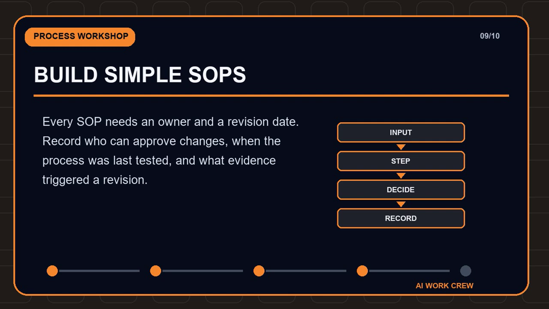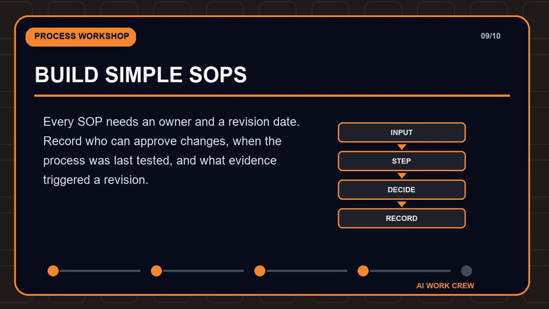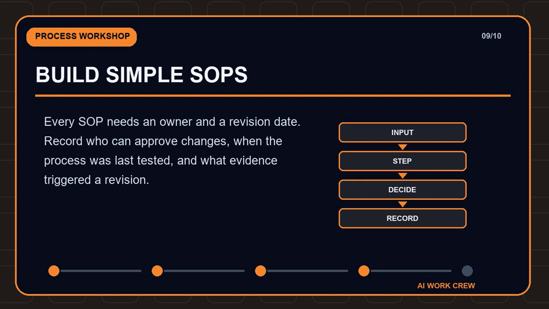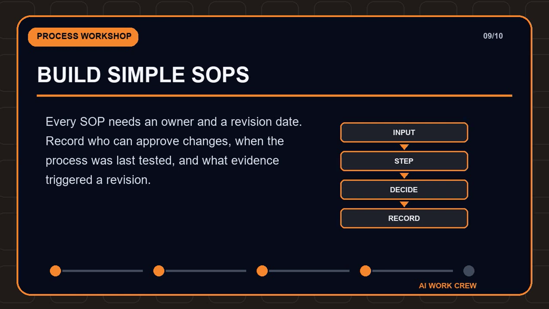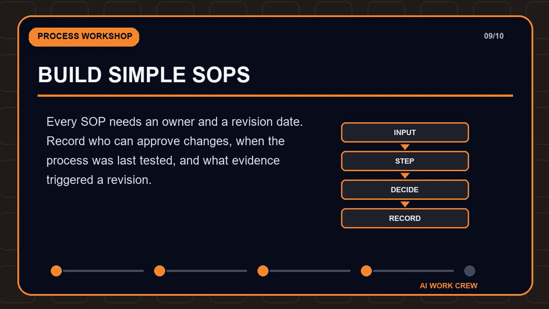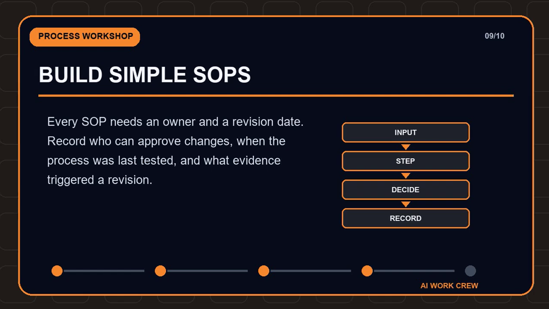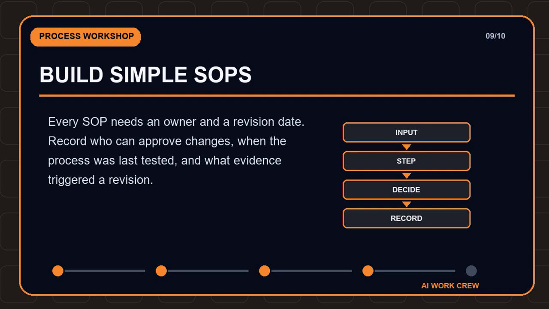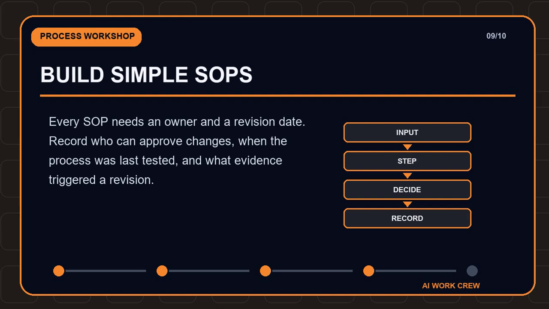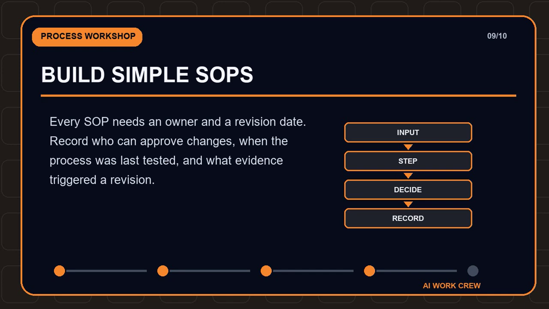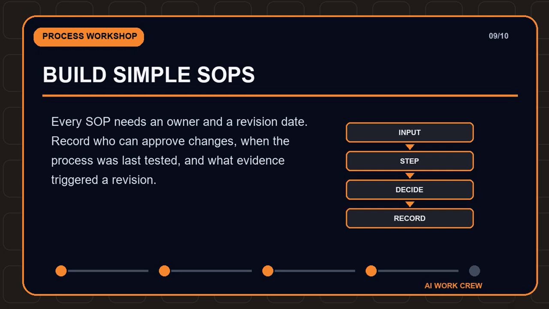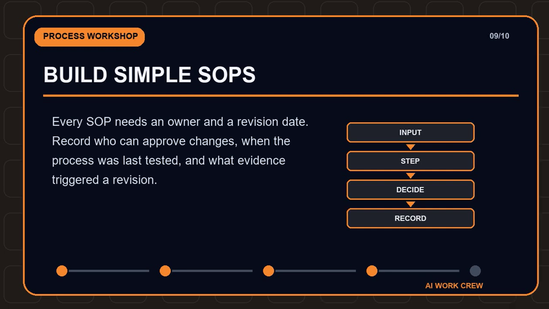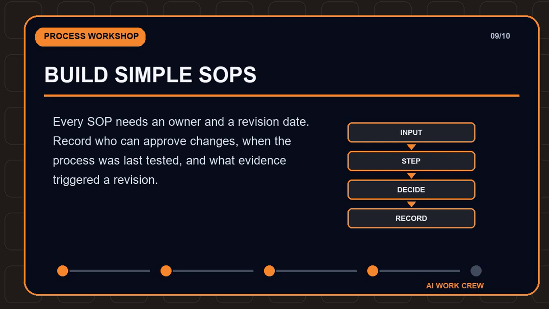Every SOP needs an owner and a revision date. Record who can approve changes, when the process was last tested, and what evidence triggered a revision. Review the SOP after a mistake, near miss, customer concern, software change, or business policy update. Do not silently overwrite the procedure while workers are using an older copy. Archive the previous version and communicate the change. AI can compare versions and summarize differences, but the owner must verify that the new process is accurate and appropriate.